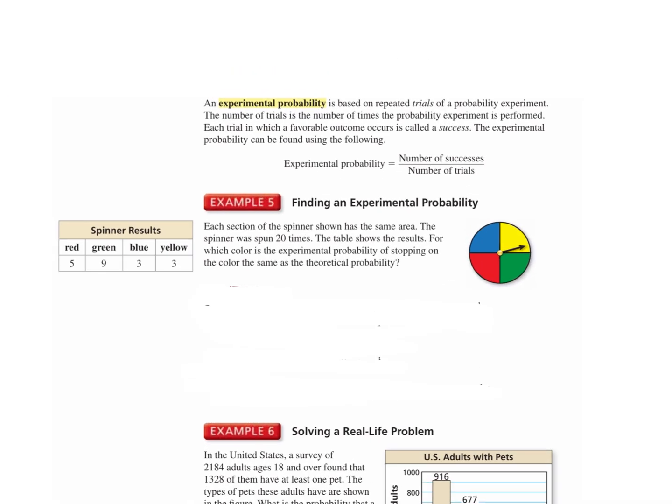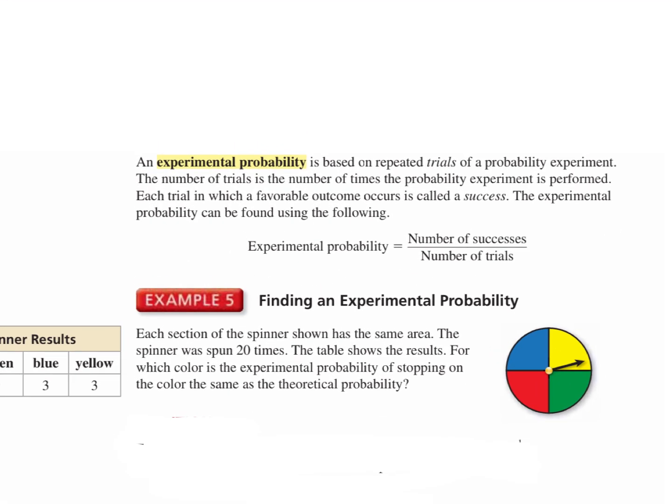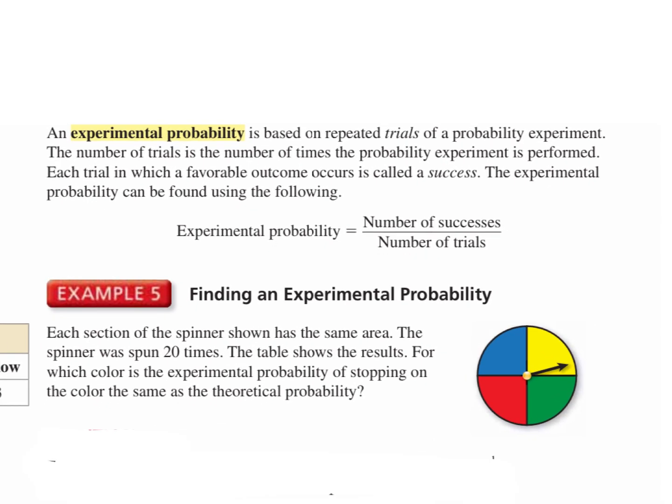All right. Next, we're going to talk about experimental probability. It's based on repeated trials of a probability experiment. The number of trials is the total number of times the probability experiment is performed, and each trial in which a favorable outcome occurs is called a success. So we have the number of successes divided by the number of trials, which is the same thing as what we want divided by the total.